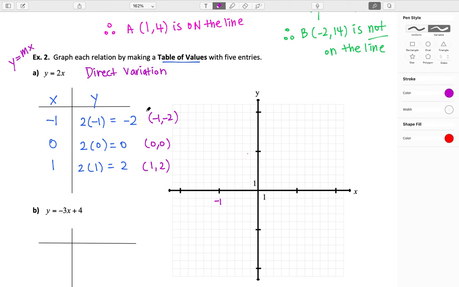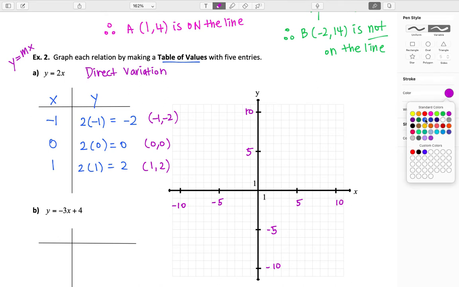Or what we could do is actually each square represents 1. So that means this is going to be 5 and 10, -5, 5, 10, and -10. This is -5 and -10. To graph the first point, we have -1, -2. So I'm going left -1 and going down 2.